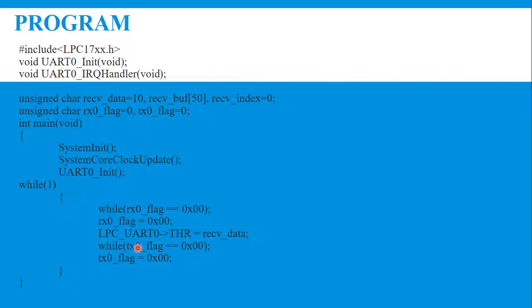Now this is the program. Here you can see the entire program. LPC17xx.h is a header file which includes the definitions of the LPC 1768.